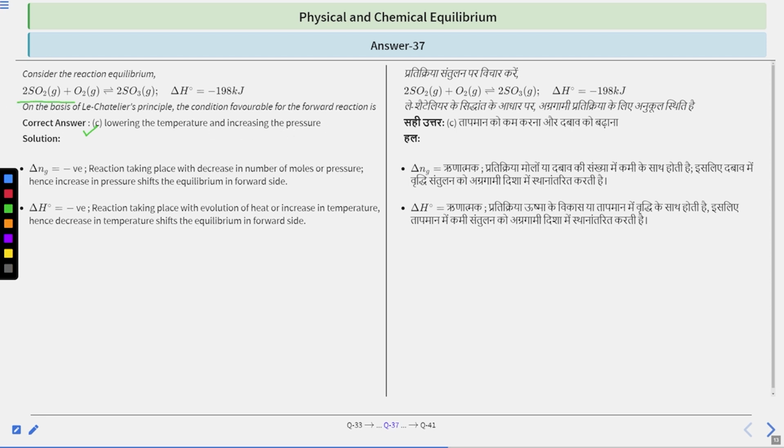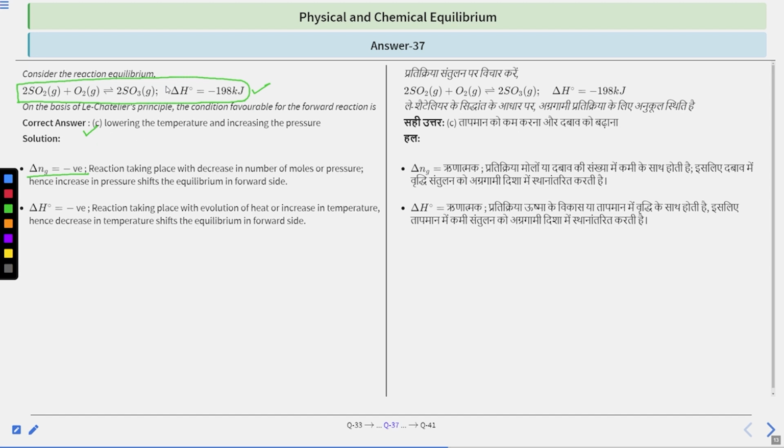You can see this is the reaction given in the question. ΔH is negative for this reaction. So ΔNg, if you calculate, 2 minus (2 plus 1), that is 3. So 2 minus 3 is minus 1. You can see that ΔNg is negative. The reaction takes place with a decrease in the number of moles, so an increase in pressure shifts the equilibrium to the forward side.